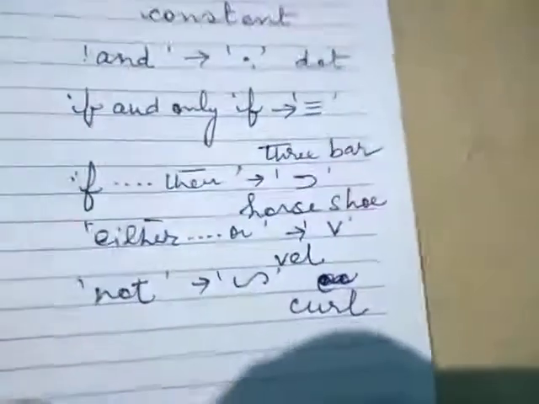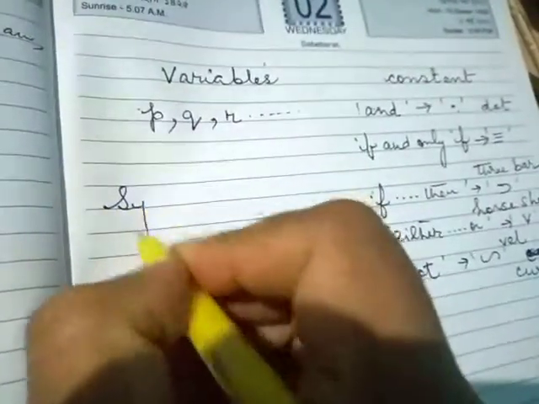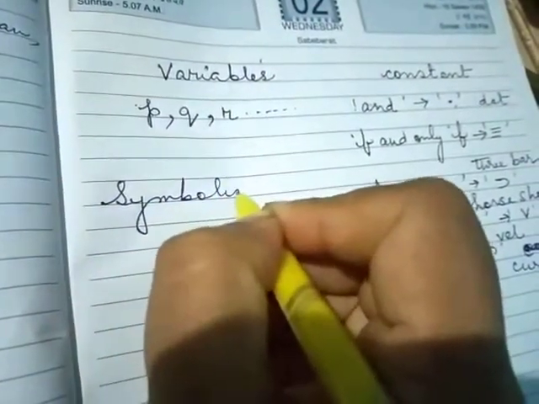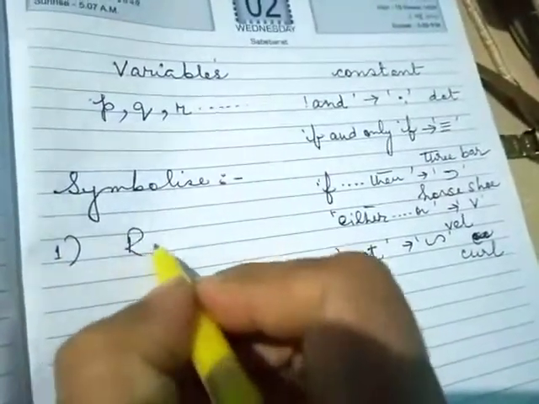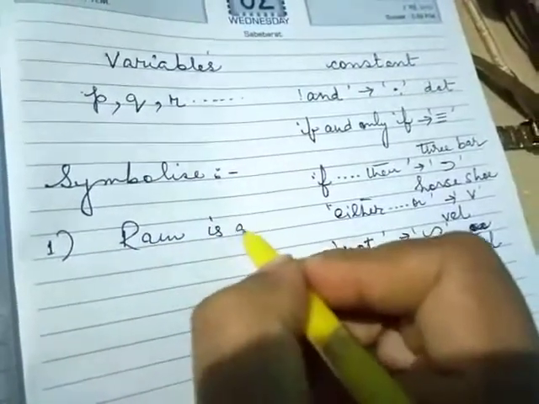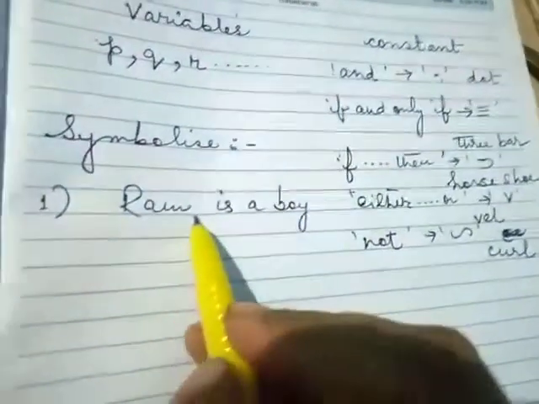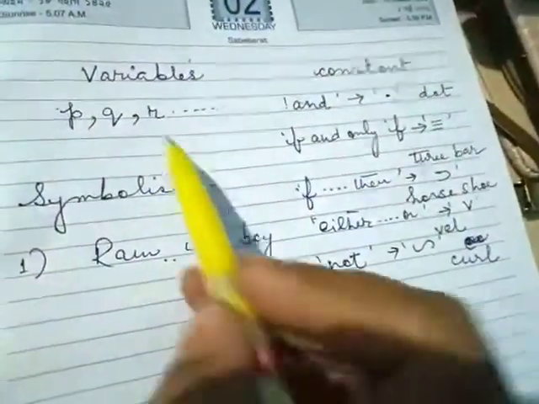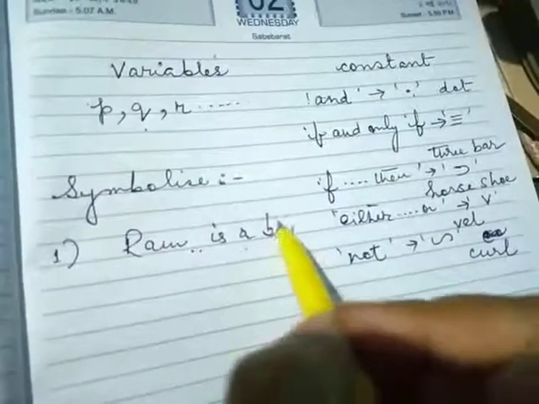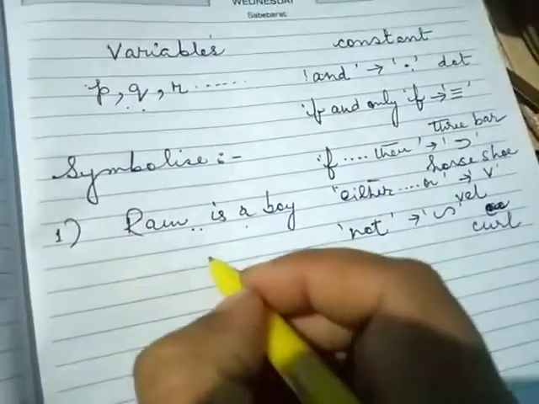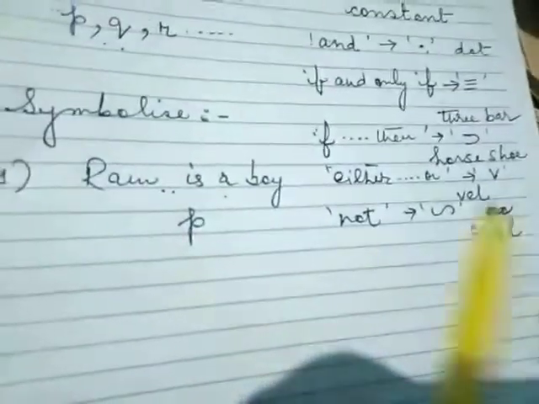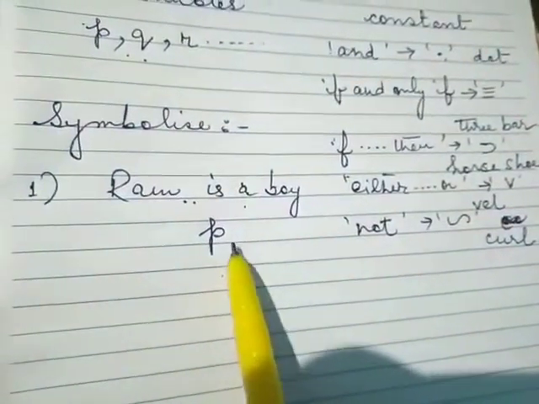Now we will symbolize the propositions. So how to symbolize? Suppose we have one proposition, Ram is a boy. Okay, this is one sentence, one proposition, and for this one proposition we will use a variable. If we symbolize it, it will stand like this.